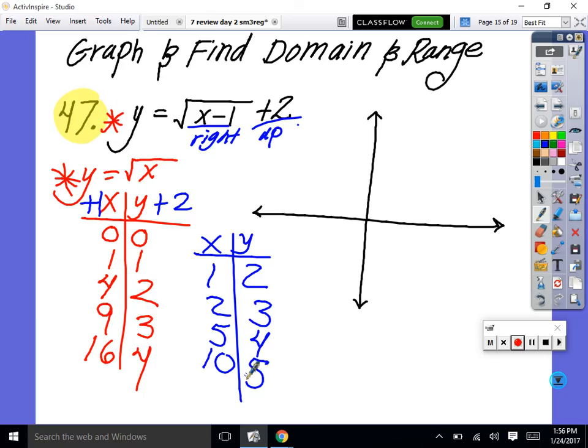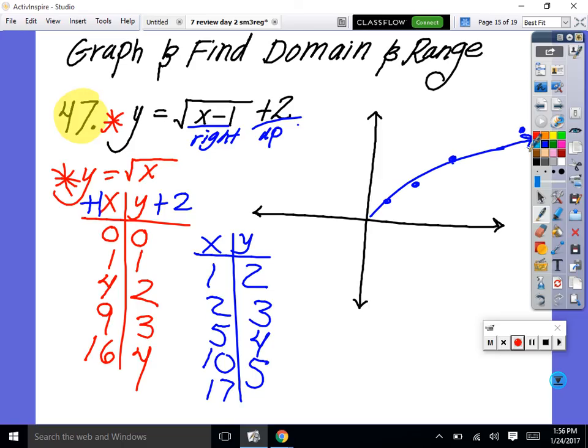Yeah. 16 plus 1, 17. Okay, so let's graph those. Over 1 up 2. Over 2 up 3. Over 5 up 4. Over 10 up 5. And guess what? That was clear over here more, right? So on the test, if you don't plot every single point that can be plotted, you'll get it wrong.